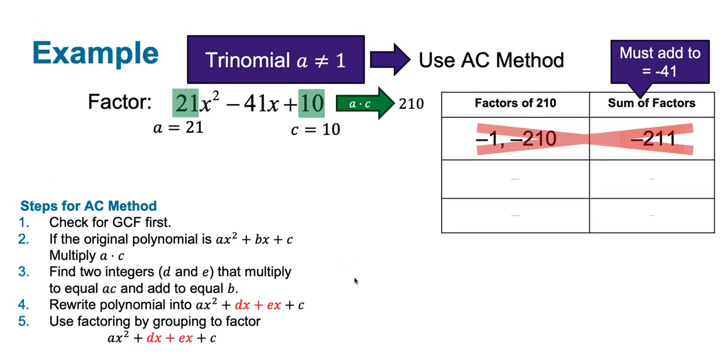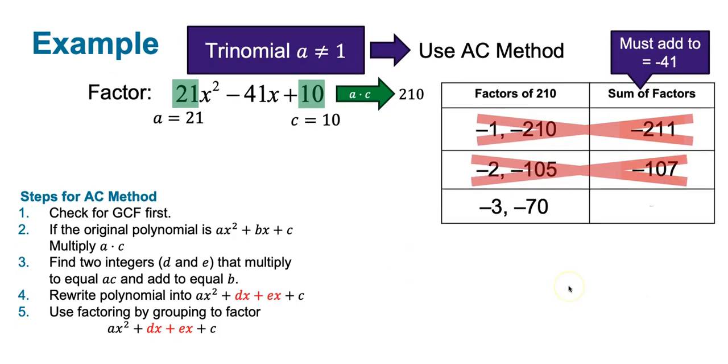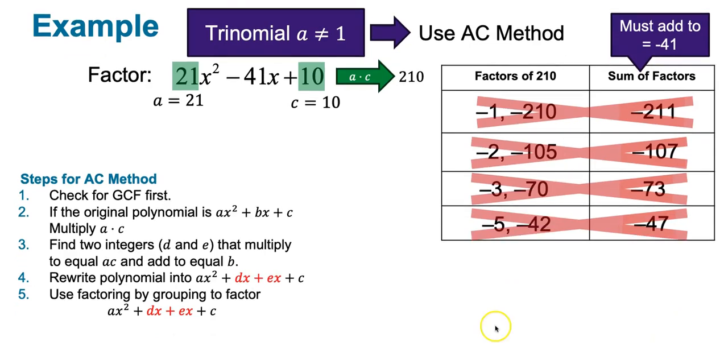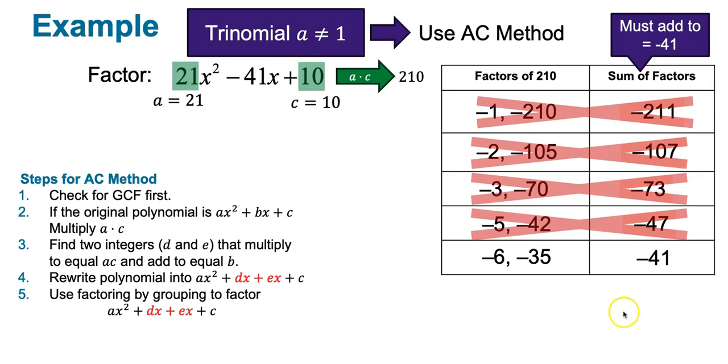Let's find the next pair of factors. Negative 2, negative 105. These add to negative 107, so they do not work. The next pair of factors is negative 3 and negative 70, but they don't work. The next pair of factors don't work either, as they add to negative 47. The next pair of factors works, as they add to negative 41. So we found the two numbers that will work. There's more factors of 210, but once you find the factors that will work, you can stop. So you may have to search for a little while before you find the factors that work.